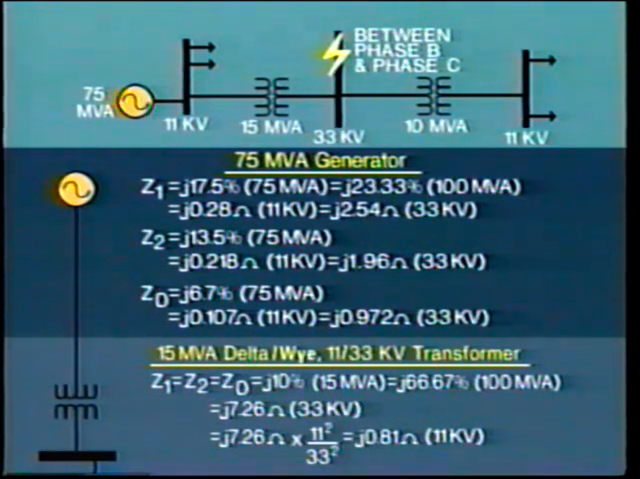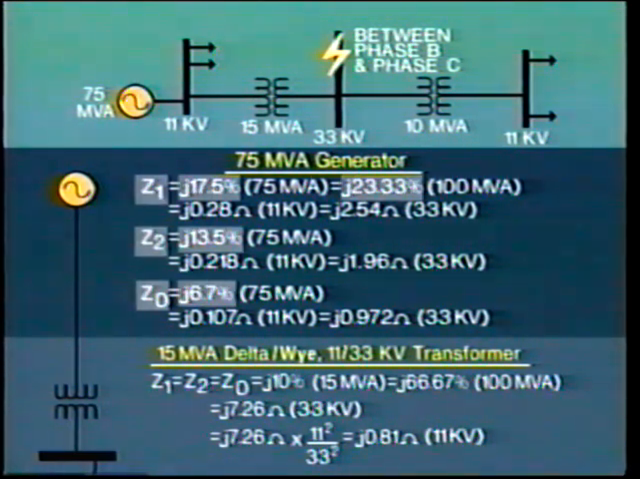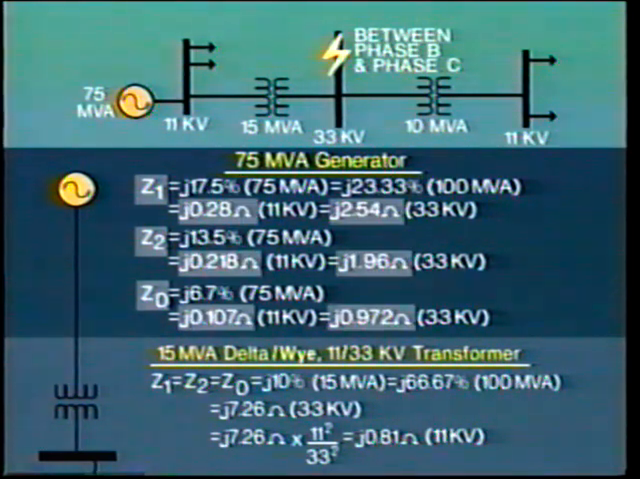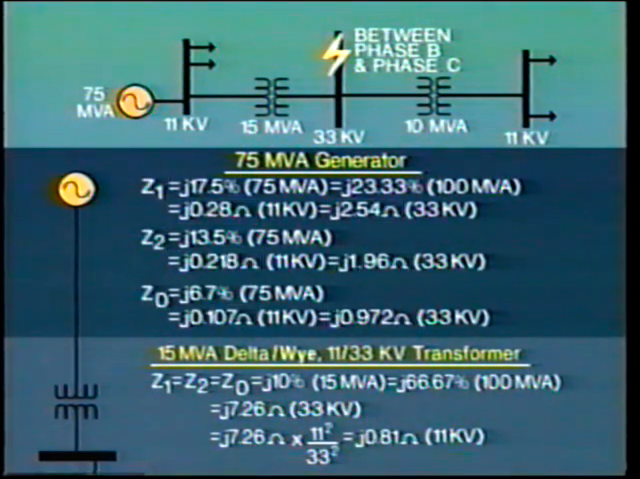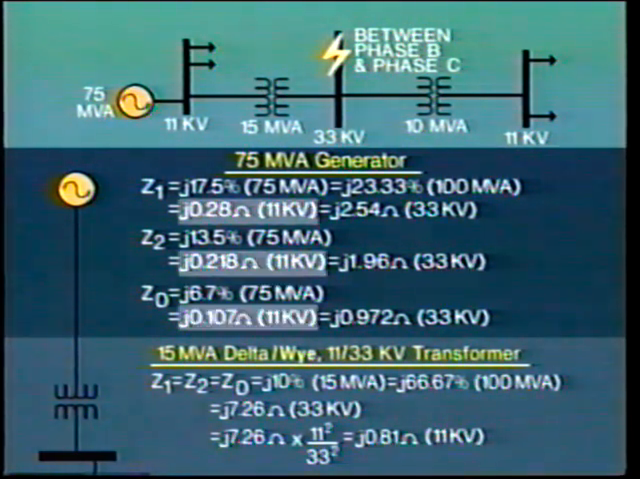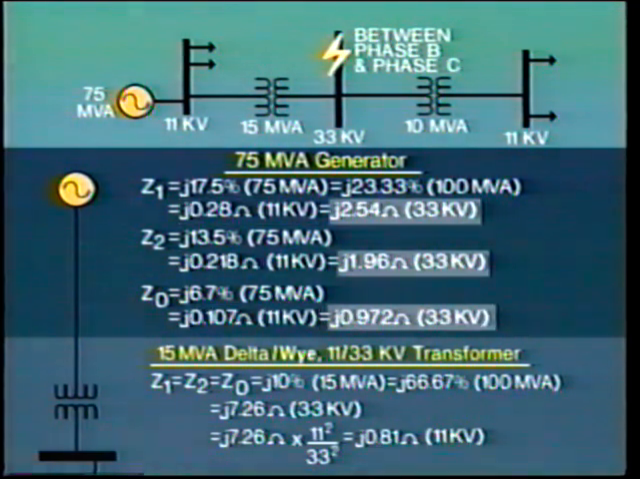For the generator, the values of Z1, Z2, and Z0 are all indicated on the drawing, both in percentage values and ohmic values. Note that as J values only are given, the reactance values alone are being considered. Note also that the ohmic values are given for 11 kV and also the equivalent for 33 kV. This is necessary because the fault, in fact, occurs on the 33 kV bus.